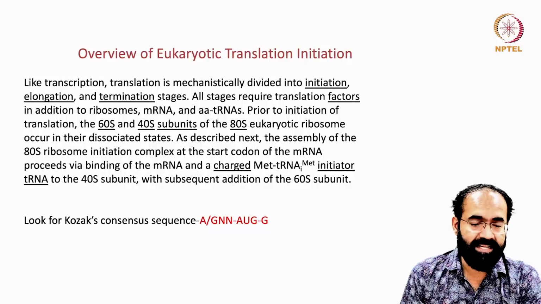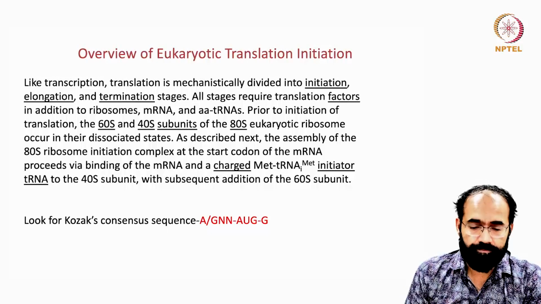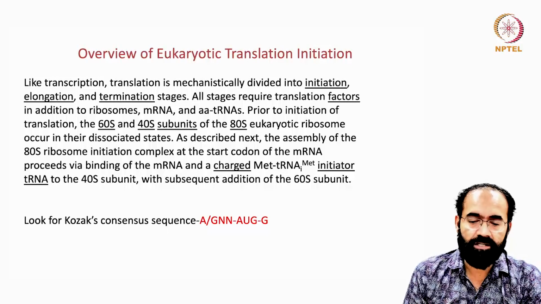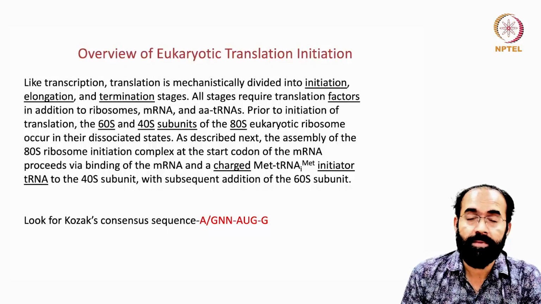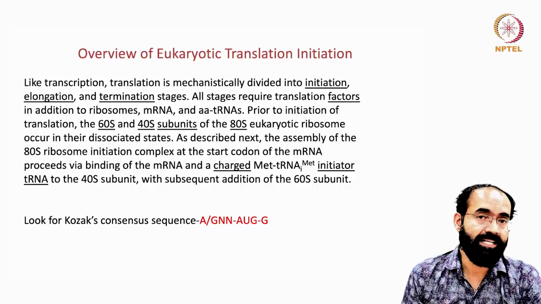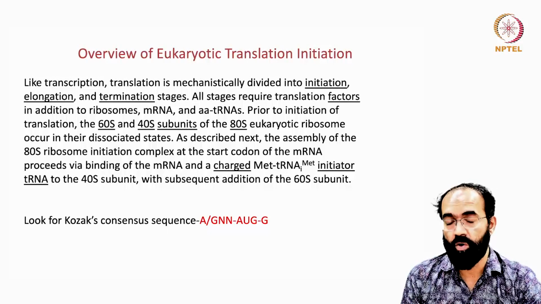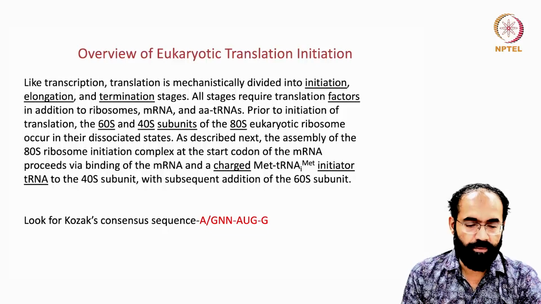And this initiator tRNA binds to the 40S subunit. So, what we are seeing is the assembly of the 80S ribosome initiation complex at the start codon of the mRNA, which proceeds via binding of the mRNA and the charged tRNA, that is the methionylated initiator tRNA, to the 40S subunit, with the subsequent addition of the 60S subunit onto this complex. So, like that, this assembly will continue.